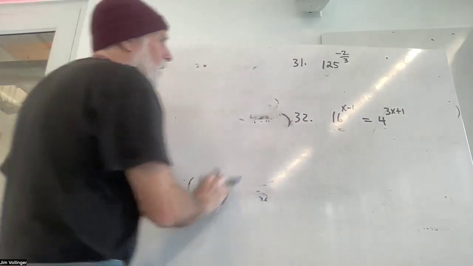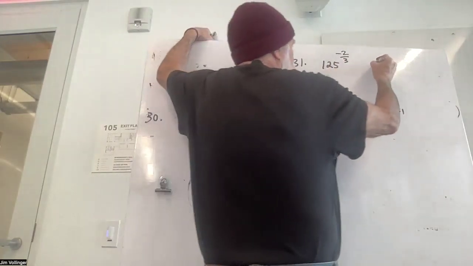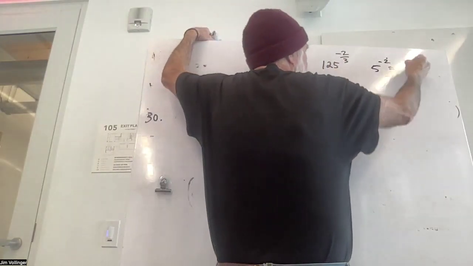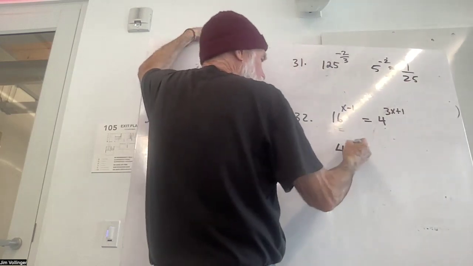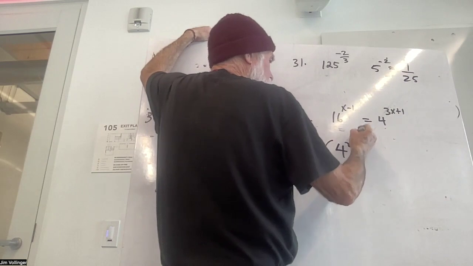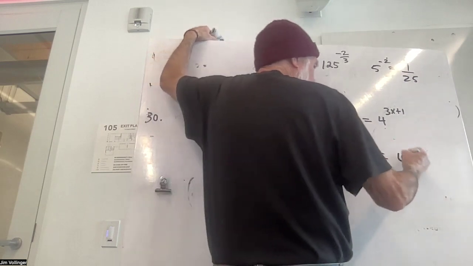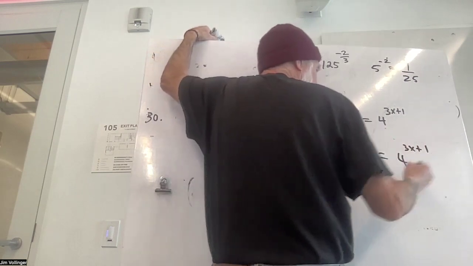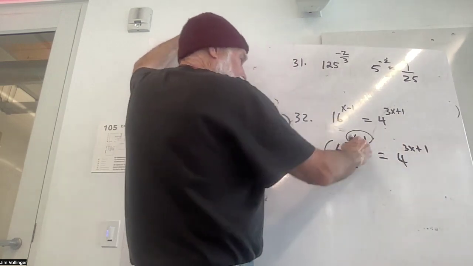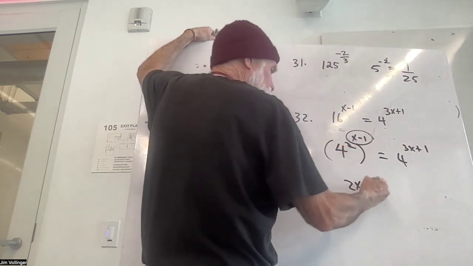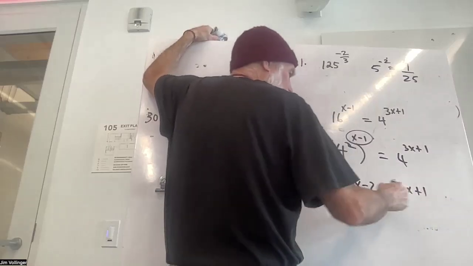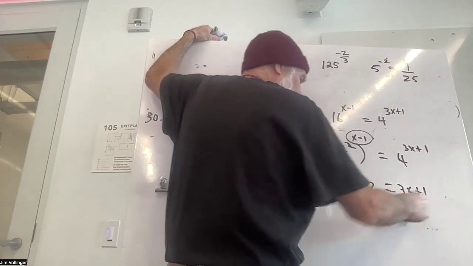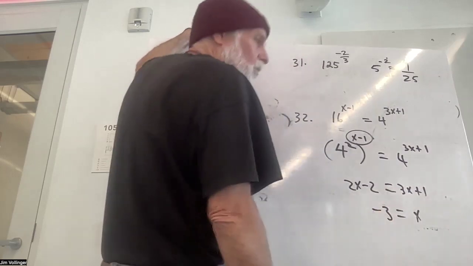All right, next problem. I'm going to take the cube root of 125, which is 5, and 5 to the negative 2 is 1 over 25. I'm looking for the common factor, which is 4. 4 squared to the x minus 1 equals 4 to the 3x plus 1. So I have to double that exponent. There's 2 parts to it. So therefore, 2x minus 2 equals 3x plus 1. I'll bring the 2x that way. I'll bring the 1 this way. Negative 3 should work. Okay, Rennie, let's move along.